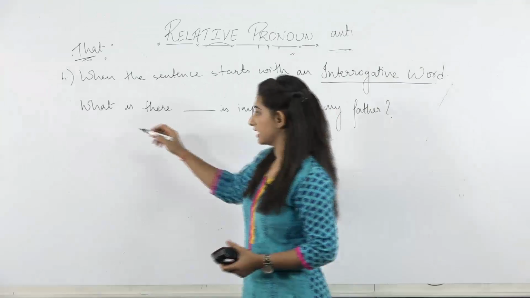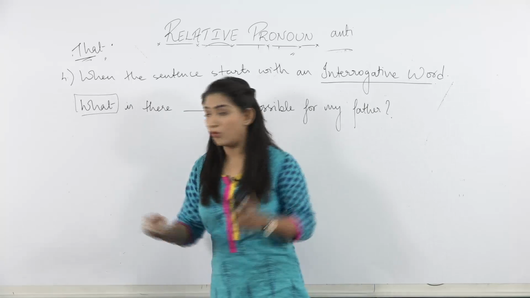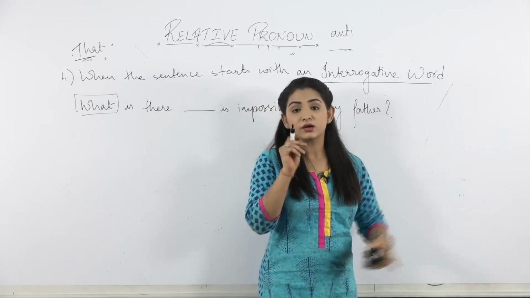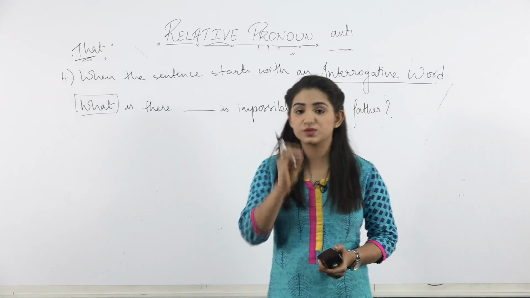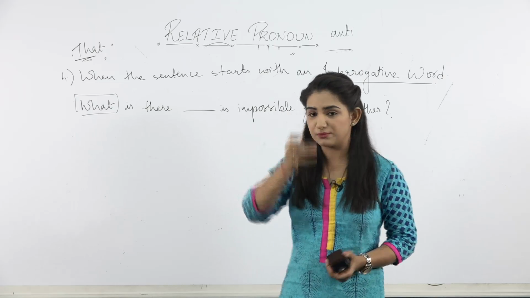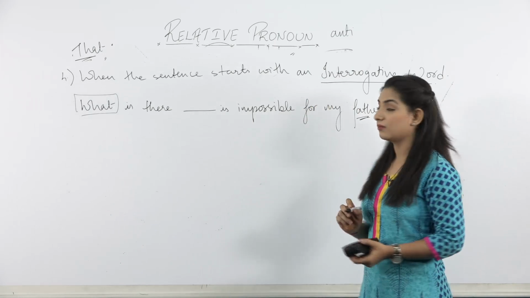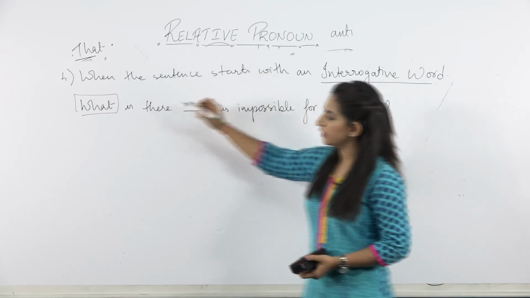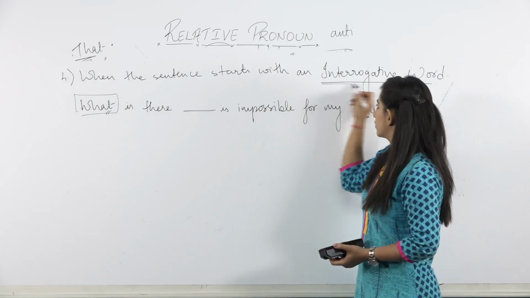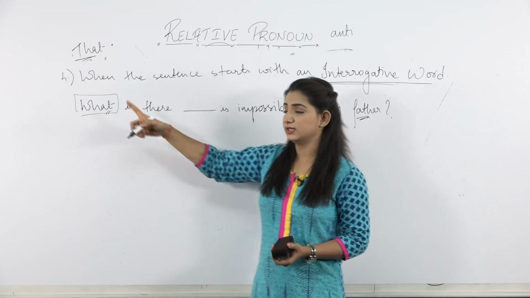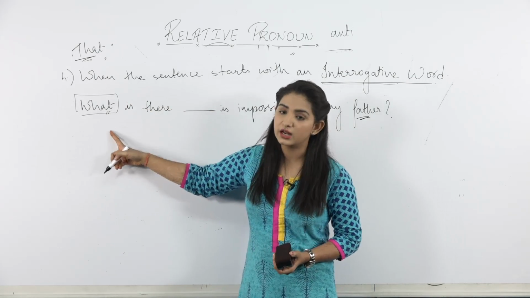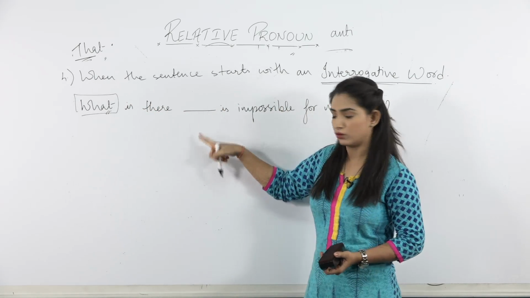This sentence starts with an interrogative word. Now, what is an interrogative word? Interrogative words are those words which question the subject or question the entity. Now, here, what is questioning? My father. So, here, what is used as an interrogative word? And whenever a sentence starts with an interrogative word and you have to place a relative pronoun here, what you'll do is place that.